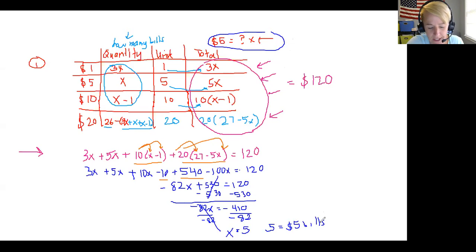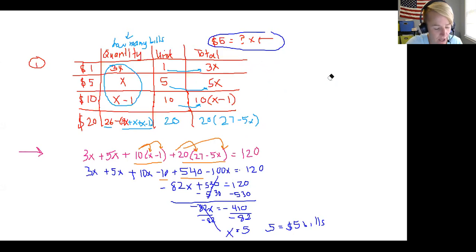Now, the trick here is it says a cashier has 26 bills consisting of 3 times as many ones as fives, 1 less ten than fives, and the rest 20s. If the value is $120, find how many of each she has. So I'm going to need to check my work and make sure that I have done it correctly, and then I can move on and tell you how much I have of everything.